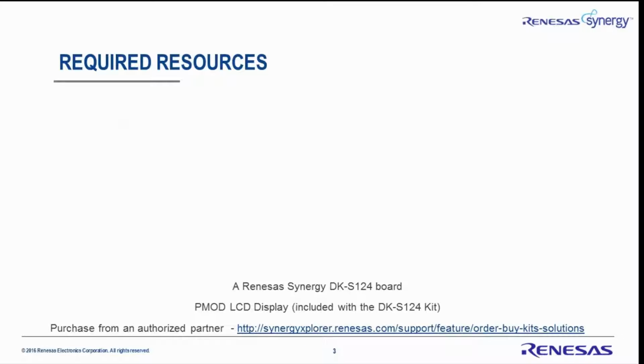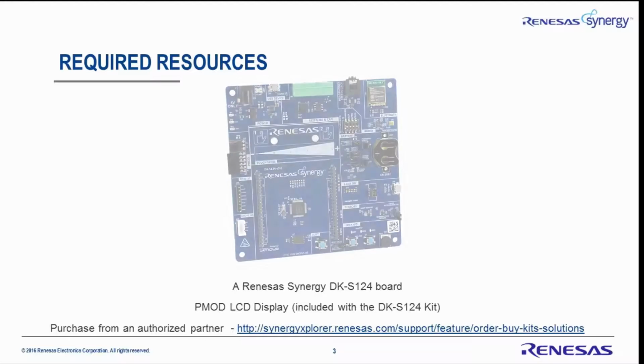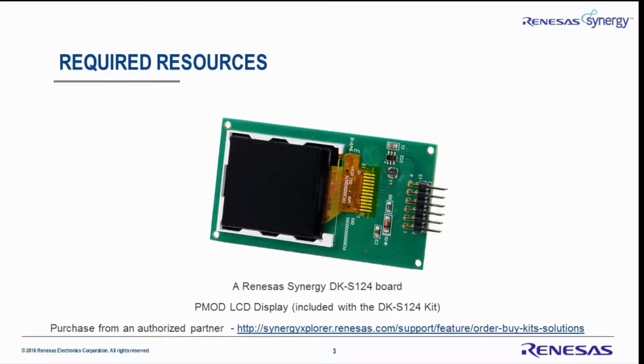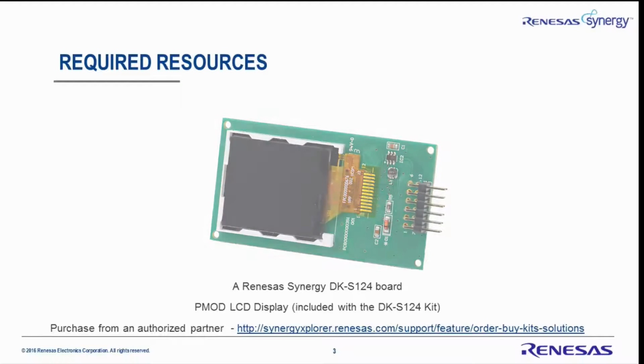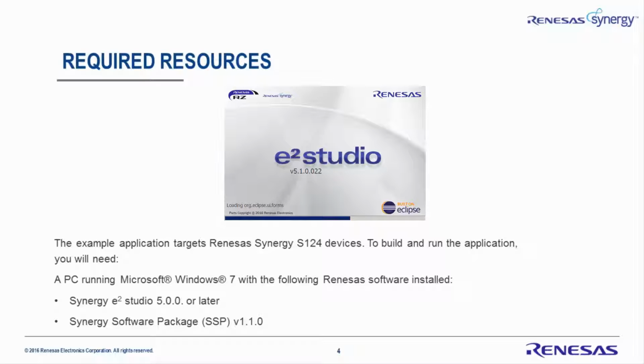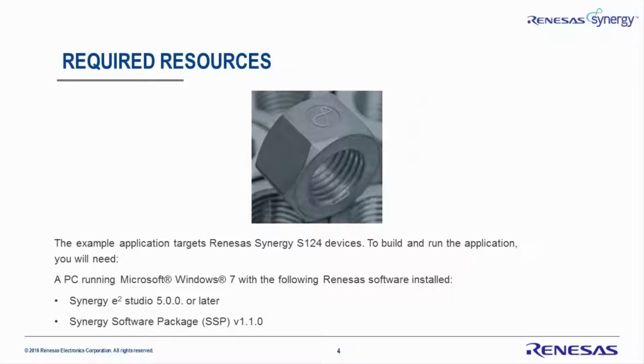The example application targets the Renesas Energy S124 devices. To build and run the application, you will need a Renesas Energy DK-S124 board and a PMOD LCD display, which is included in the DK-S124 kit. You will also need a PC running Microsoft Windows 7 or 10 with the following Renesas software installed: Synergy E2 Studio 5.0 or later, and the Synergy Software Package SSP version 1.1.